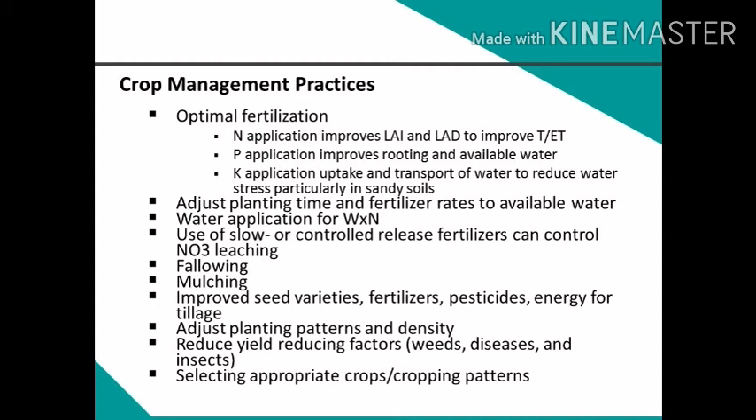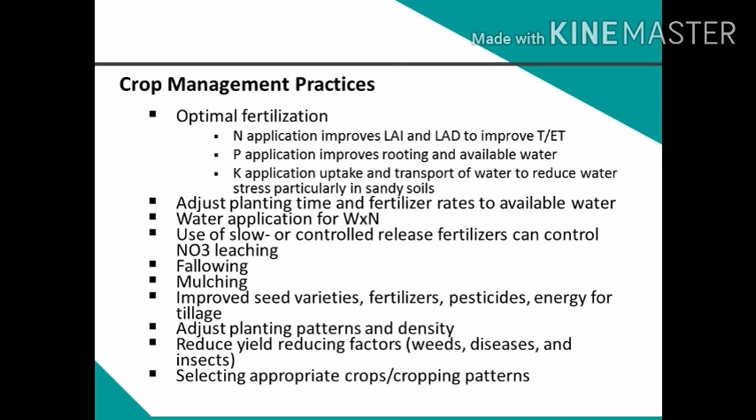Another important strategy is adjusting planting time and fertilizer rates to available water supplies because there is a positive interaction between water and nitrogen availability. Water availability improves nitrogen use efficiency as well as water use efficiency. In order to prevent nitrate leaching, slow or controlled release fertilizers can be used where available.